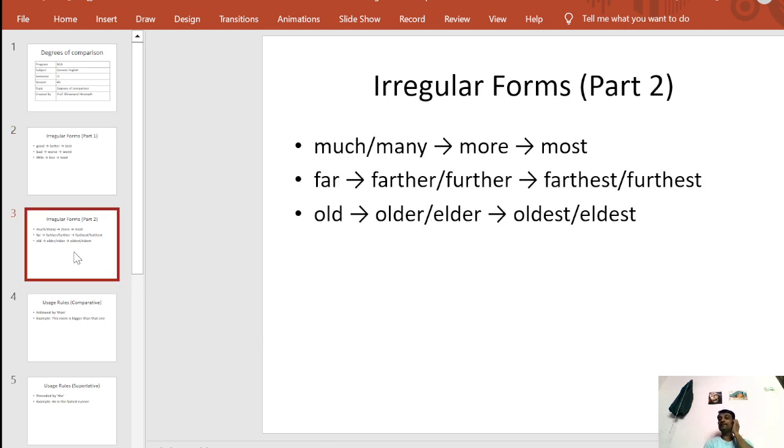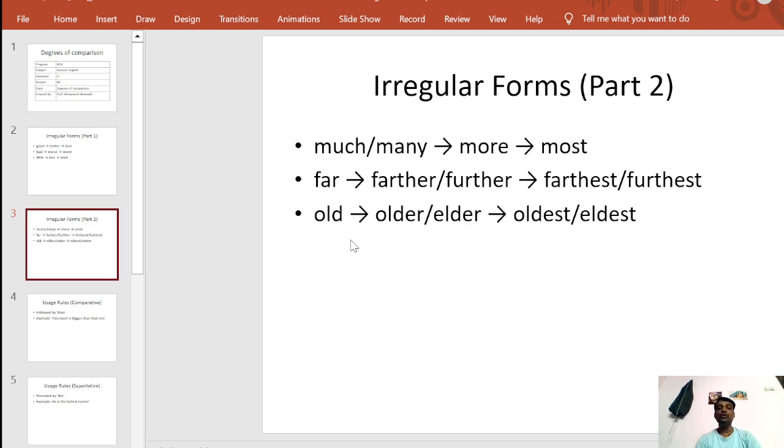Now irregular forms part 2, like much or many. The comparative form will be more and the superlative form will be most. Now far: we can see two kinds of usage, that is the word far can become further and farther also, right? And in the superlative it is farthest or furthest, or furthermost can also be used in some exceptional cases.